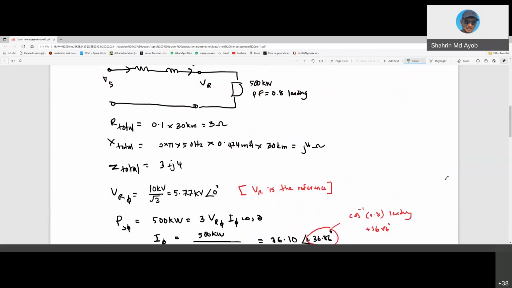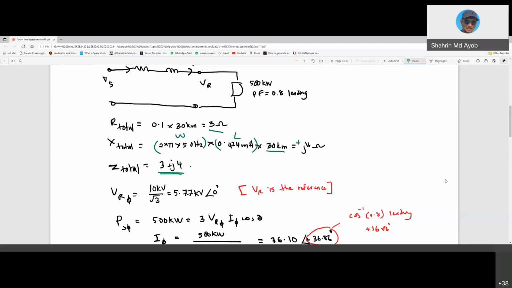I have already calculated it for you. R total is 0.10 multiplied by 30 kilometers, so you will have 3 ohms. X total is omega, 2 pi F, multiplied by the inductance and then by the 30 kilometers, so you will obtain j4 ohm. Positive j because this is an inductor. So the total impedance is 3 plus j4. I give you marks if you obtain these values.